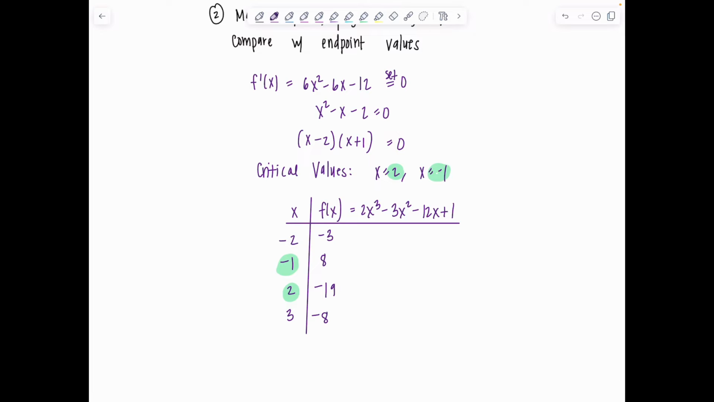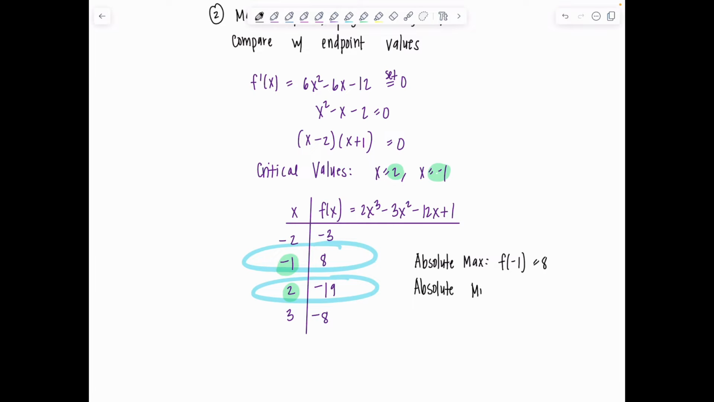Absolute max will be the largest function value. Absolute min will be the smallest function value. So this is the absolute min and absolute max right here. Let's summarize our answer. Absolute max, f of -1, which is 8, and then absolute min, f of 2, which is -19.